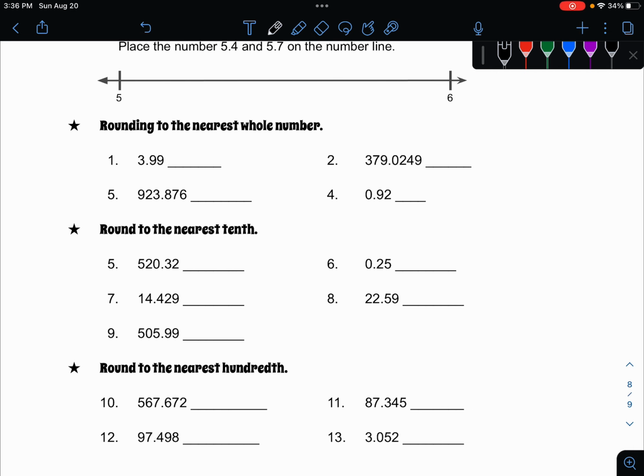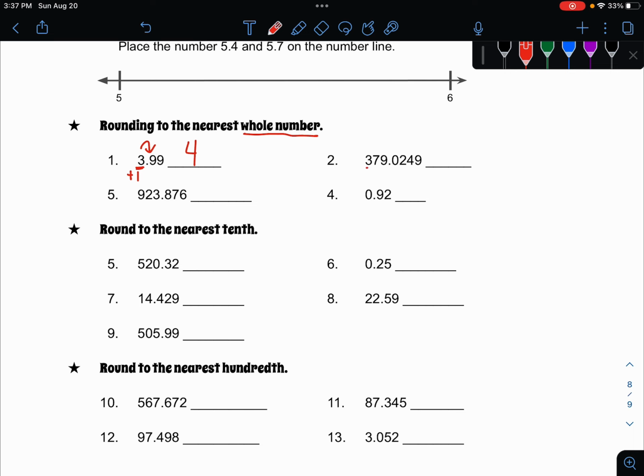So number 1, we have 3 and 99 hundredths. We are to round to the nearest whole number. So this is our whole number. Let's look next door. We have a 9. 9 is more than 5, so we would round up. So to our whole number, we would add 1. So that would be 4. All right? Let's look at number 2.